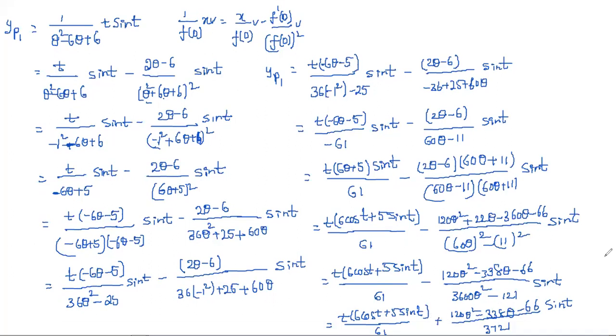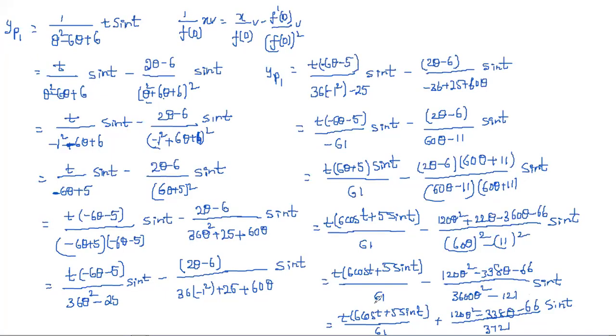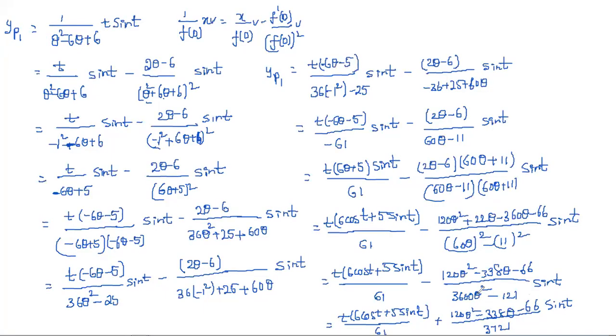Now here it is, yp1 is equal. I think we'll do that imaginary part, we get it easily, better than this calculation part which is lengthy. So t into 6 cos t plus 5 sin t minus 6 theta plus 5 whole square.